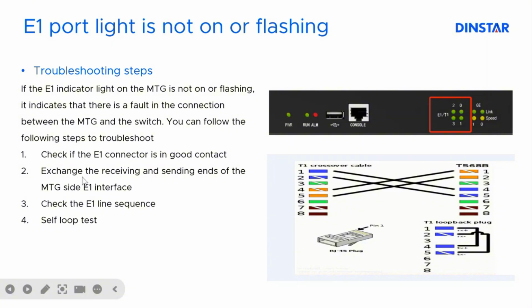And second, we need to swap the transmit and receive line on the MTG side. And third, we need to check the E1 line sequence standard. We all know the E1 line uses an RJ48 cable, which is similar to the network cable, the RJ45. So we need to check the E1 line sequence to make sure we have a correct E1 cable.